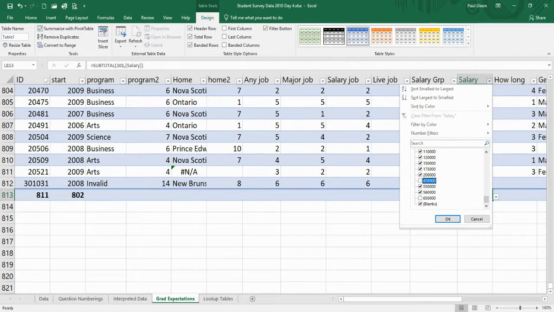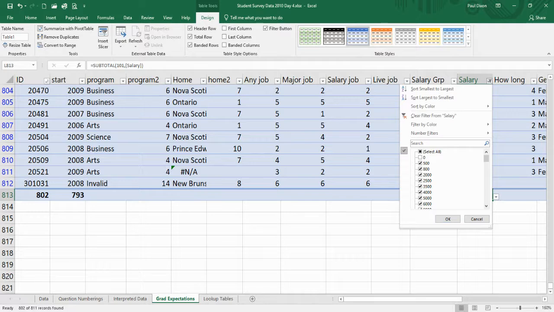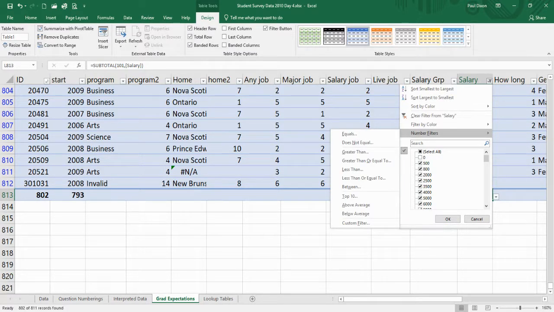I could get rid of all these ones. So here's a bunch I got. Oh, this is getting a more reasonable figure. But this is hard work to click on those. Maybe I'm going to filter in a more complex fashion.